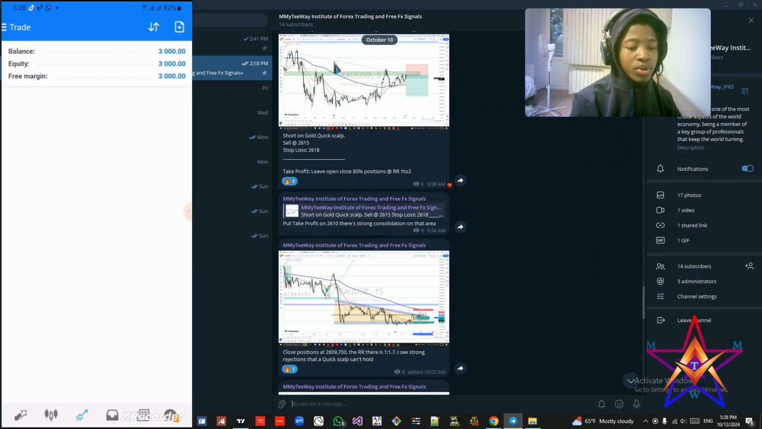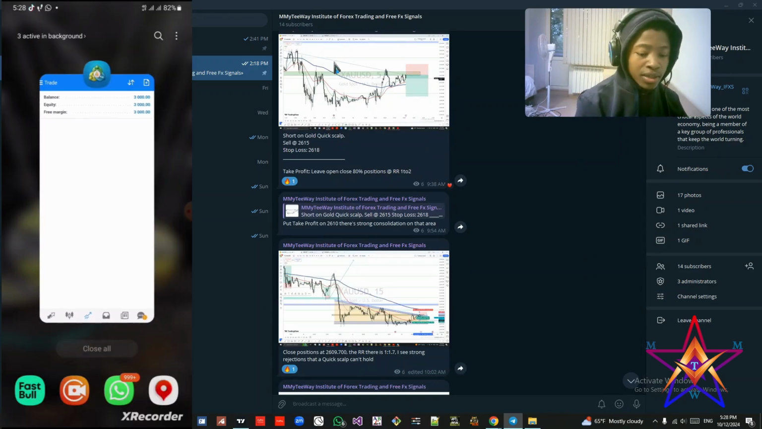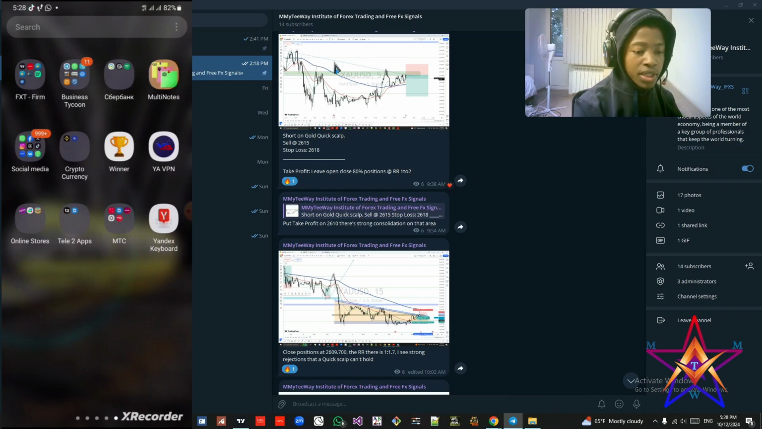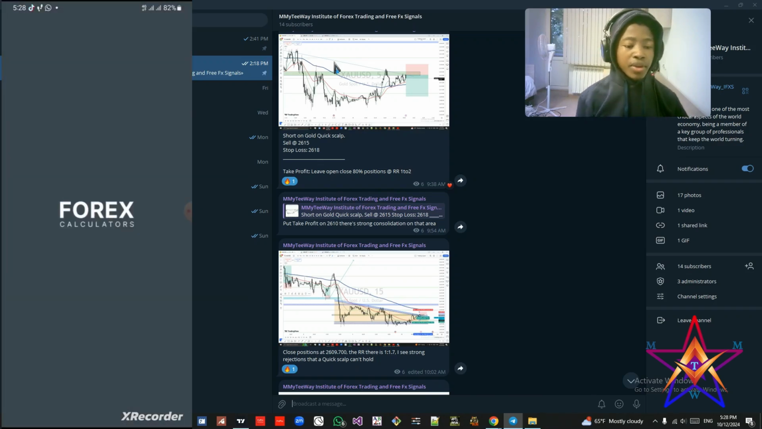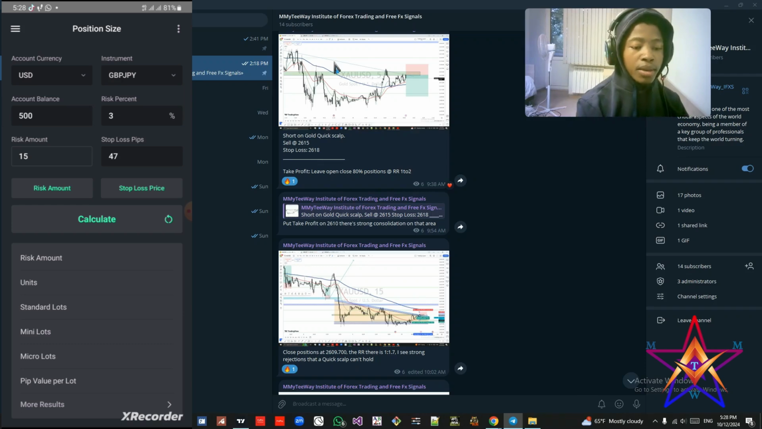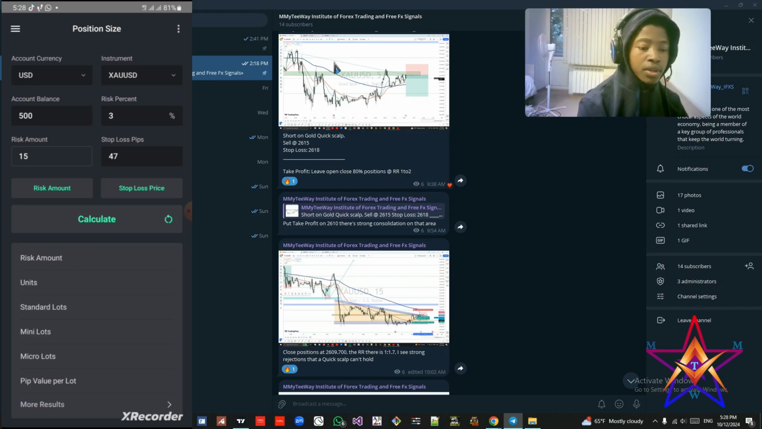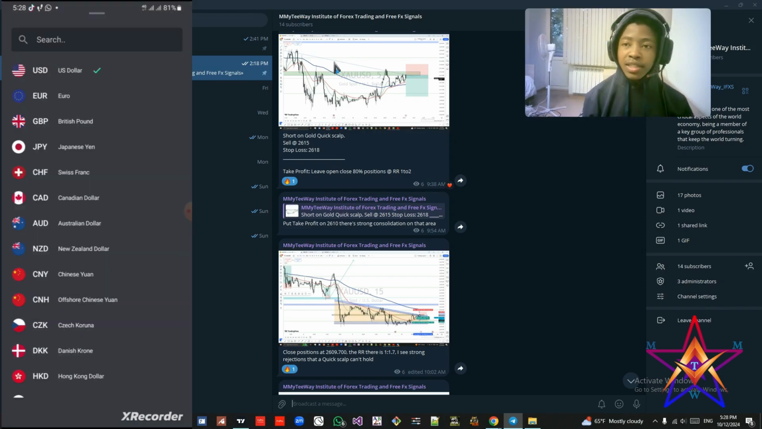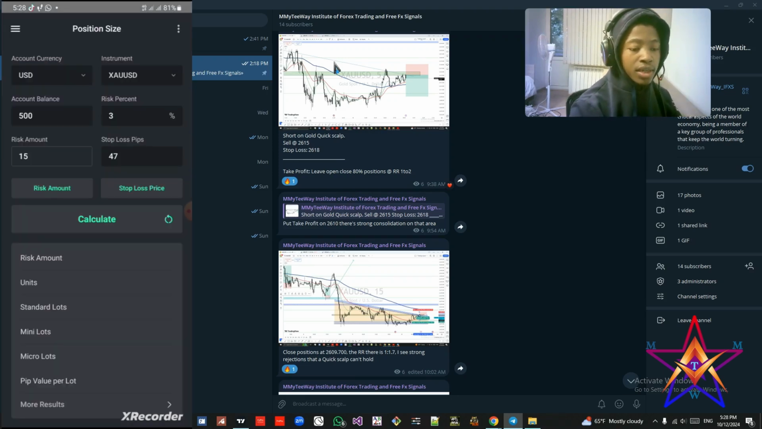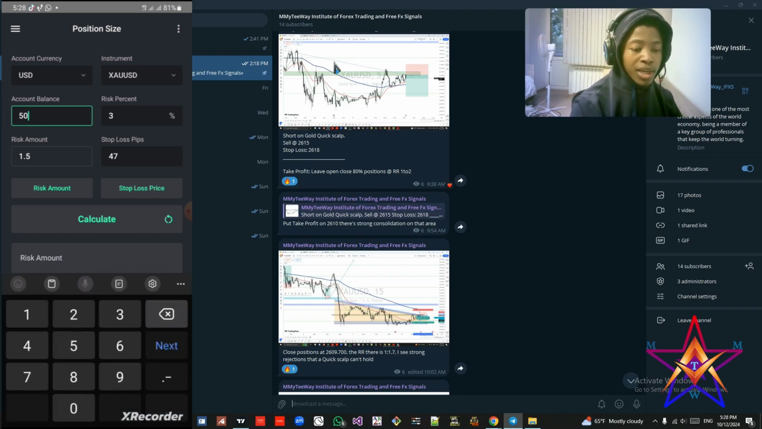So I'm just going to my position size calculator, right? Position size calculator, forex calculators, and then I'm just going to change the instrument. We said what? Gold. Gold is XAU USD. And what is the money in your balance? Is it in South African rands? Is it in euros? Is it in GBP pounds? Is it in Chinese yen? Or is it in US dollars? Mine, I use an account of US dollars, right? Account balance. What is your account balance?